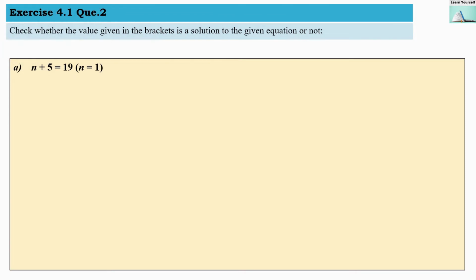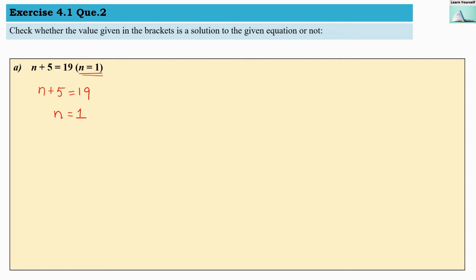Exercise 4.1, question number 2. Check whether the value given in the brackets is a solution to the given equation or not. So first numerical is n plus 5 equals to 19, where we have to place this value for n. So our equation is n plus 5 equals to 19. In this we have to substitute the value for the n variable, and that is n equals to 1.